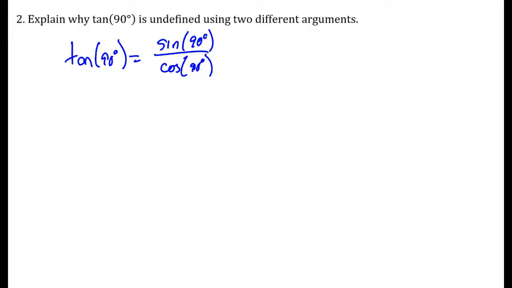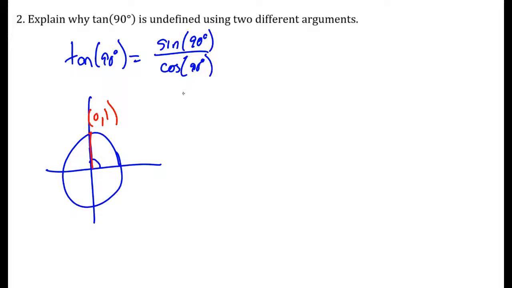Number 2, explain why tan 90 is undefined using two different arguments. So we know that tan of 90 is sine of 90 over cosine of 90, because the way we define the tangent function using similar triangles was sine over cosine. Sine of 90, well, let's make a unit circle. 90 degrees is right here. So this red ray is the point 0, 1. Sine of 90 is your y, 1 over 0. That's one reason why it's undefined, because you end up dividing by 0.